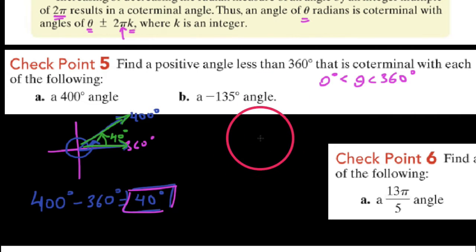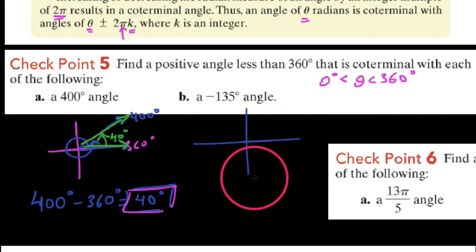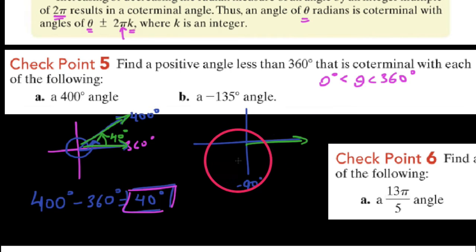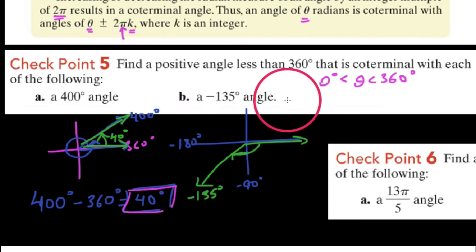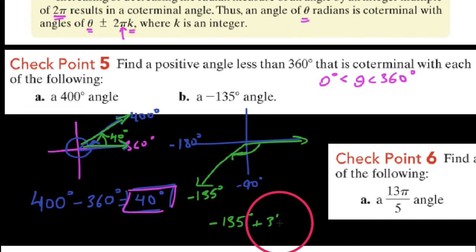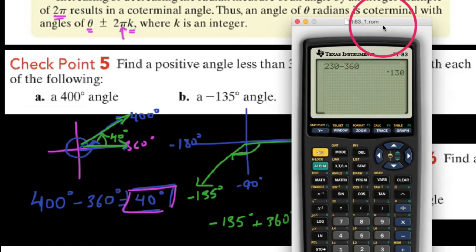Taking a look at a negative angle here, negative 135 degrees, we know this would be going clockwise. A negative 90 is right here, and this is negative 180 over here, so negative 135 splits the difference perfectly between these. Here's our initial angle, this negative 135 degree angle. We want a positive coterminal angle, so what we'll do is add on 360 degrees.